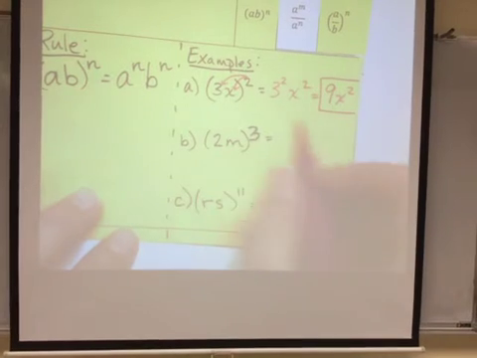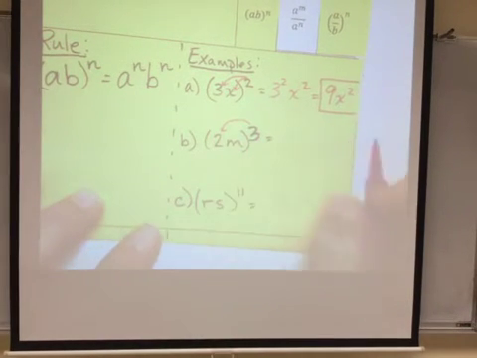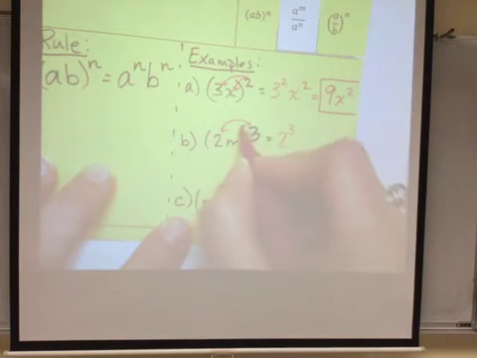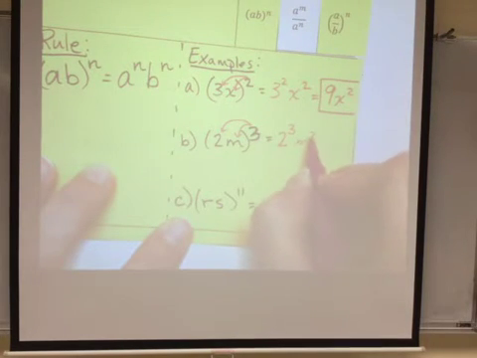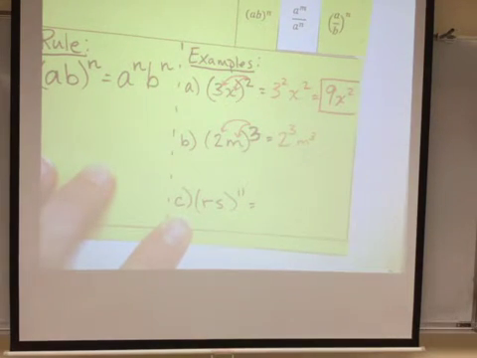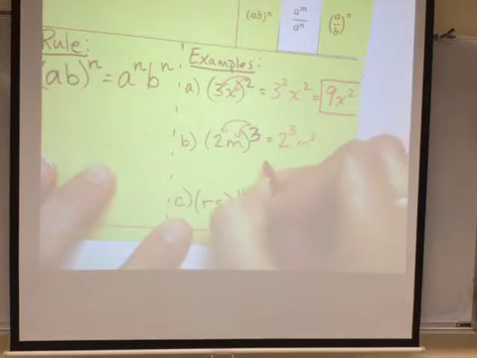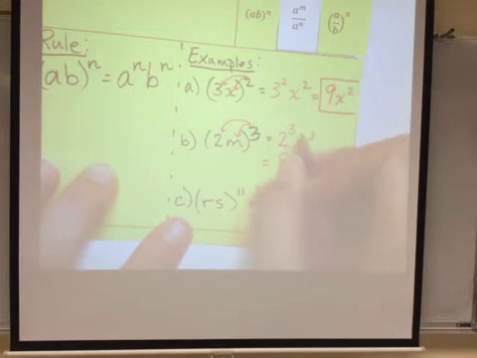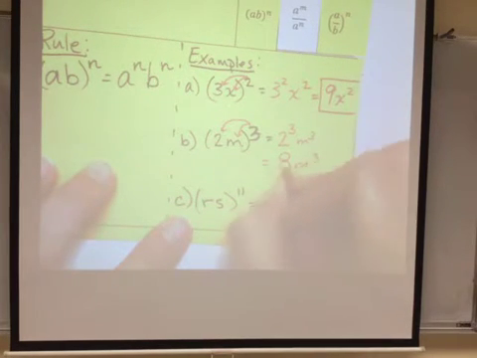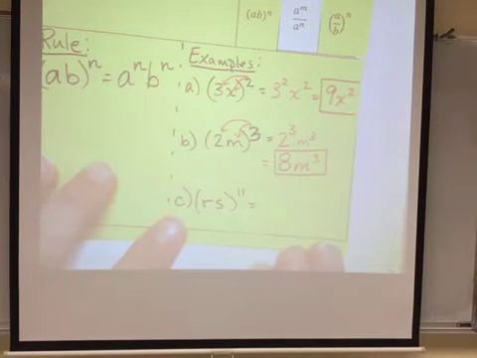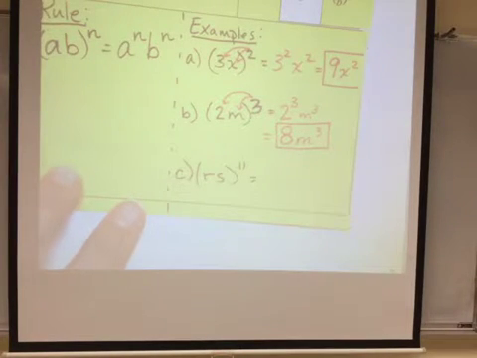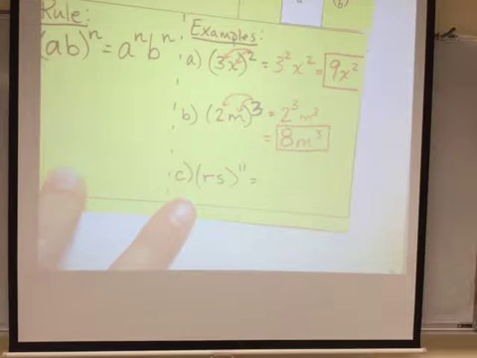Alright, what about B? Well, hold on. So that's going to be 2 cubed and m cubed. So 2 cubed, 2 times 2 is 4. 4 times 2 is 8. It's going to be 8. Careful. Those 2's can be tricky. So we're not multiplying the base times the exponent. And then m cubed can't be simplified any further. What about C? Yep, that's an 11.